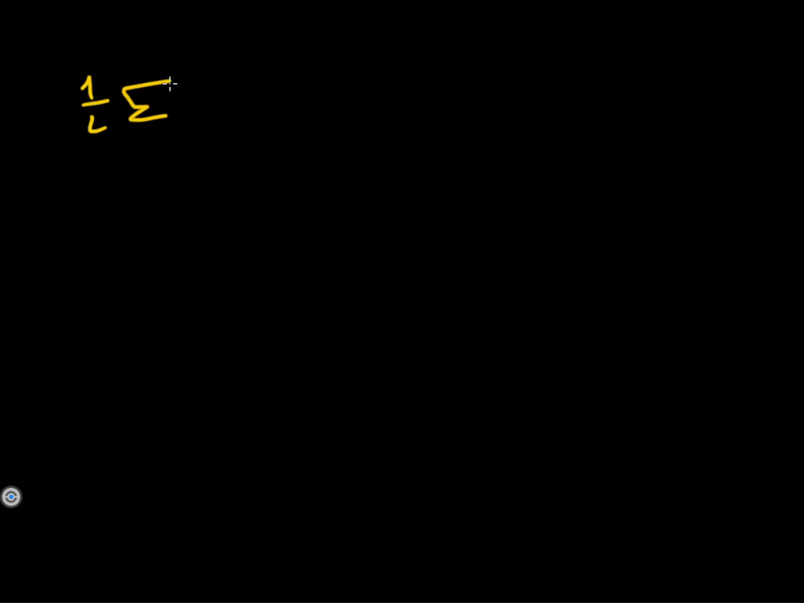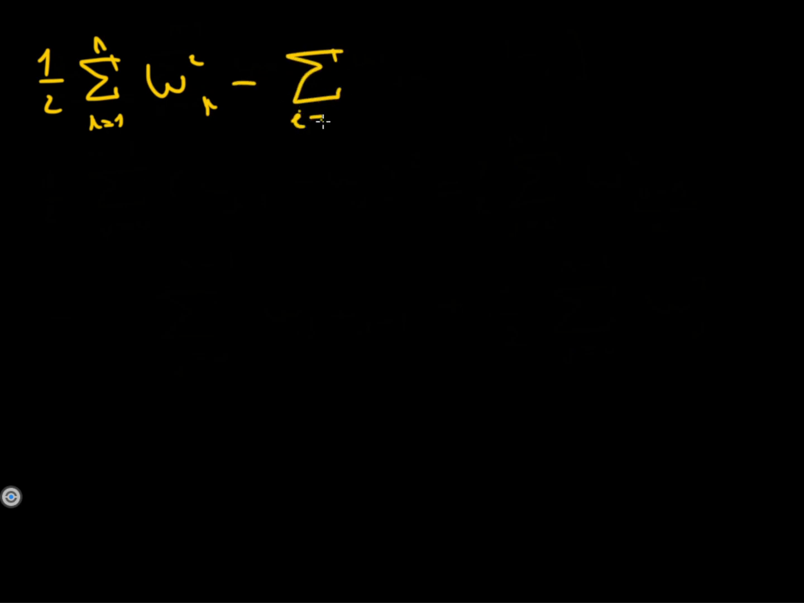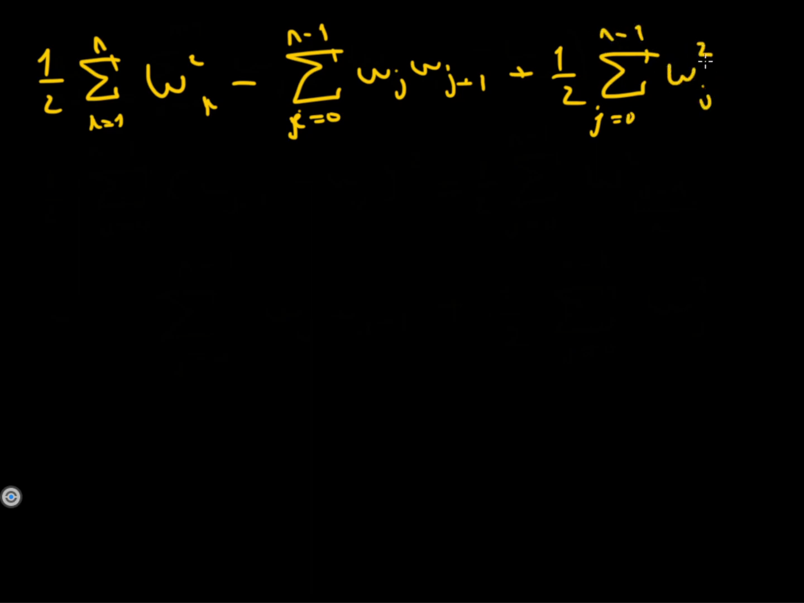1 over 2, k equals 1. Let me write it in a better looking way. 1 over 2 summation k equals 1 to n minus 1, or it's n now, of wk squared, minus summation of j equals 0 to n minus 1 of wj plus 1, plus 1 over 2 summation of j equals 0 to n minus 1 of wj squared. Alright, we have this expression.